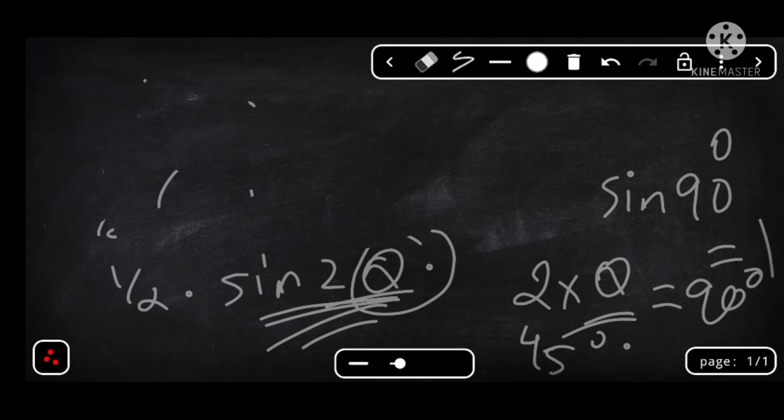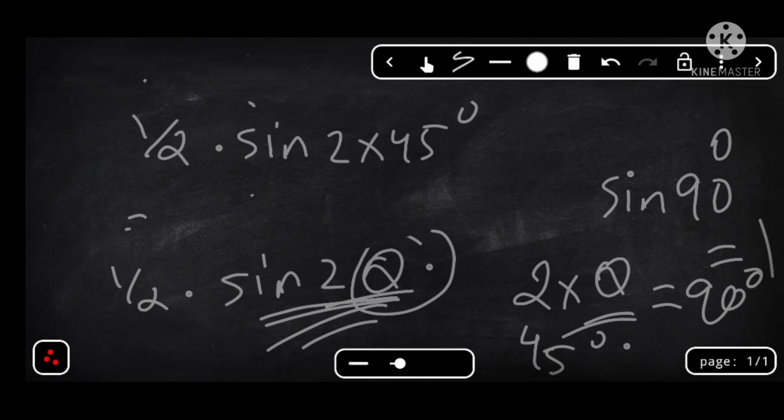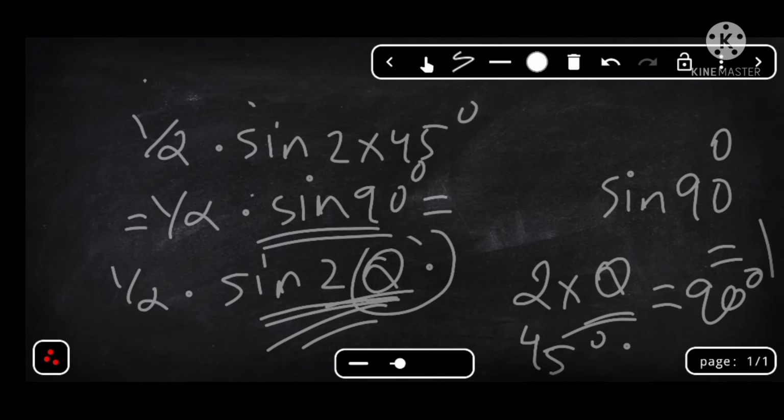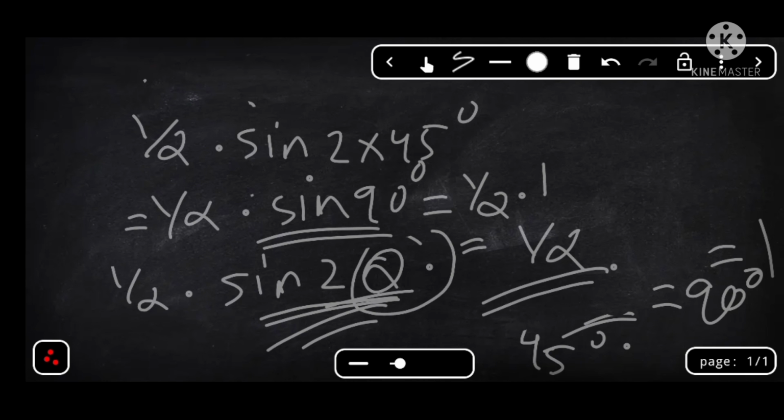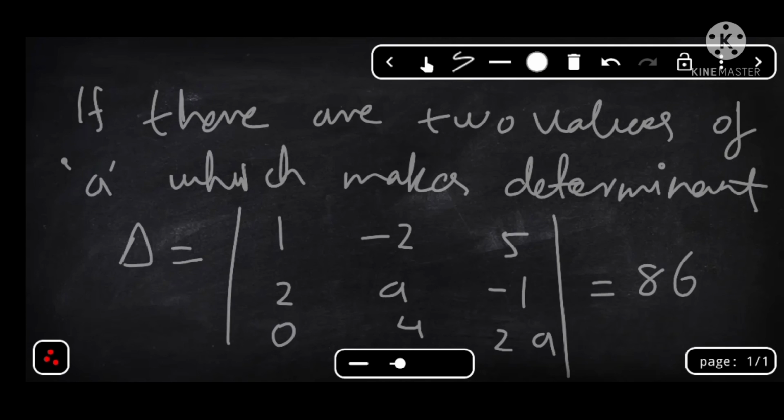So we can write half into sine 2 into 45 degree. That is half into sine 90 degree. Sine 90 degree is 1, so half into 1 is equal to half. So the maximum value of the determinant will be half. Okay, so let's see our next problem.